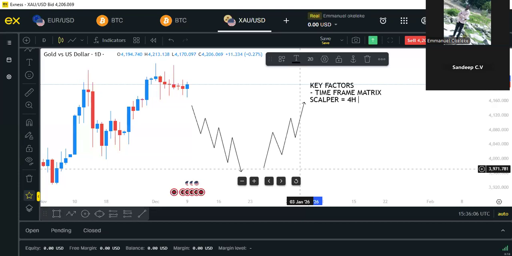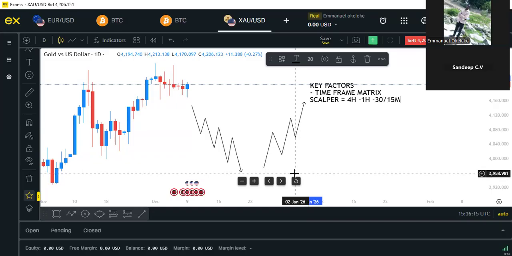Okay, so as a trader, using the time frame matrix as a scalper, these are the time frames you use in carrying out your analysis. And we are going to be looking at each of these time frames in the course of this class, but I'm just making a proper introduction to you today.